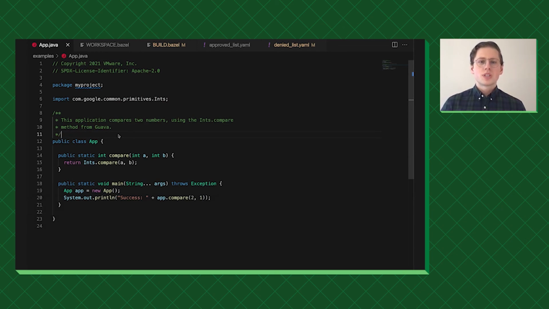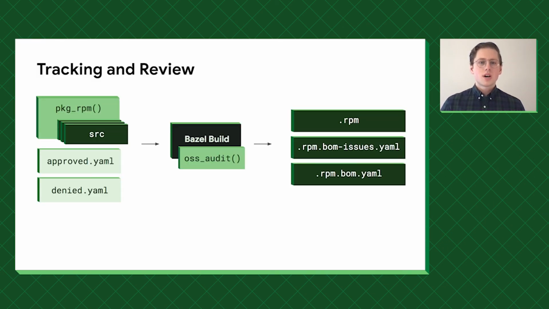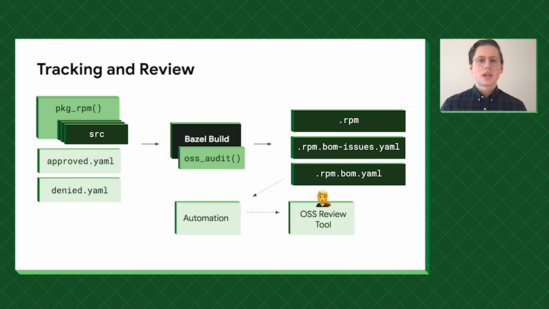Let me show you a few examples of how we use OSS audit at VMware. The OSS audit outputs can be inputs to other processes for legal and security approval. At VMware, automation uses the BOM to file OSS review tickets for newly added packages, so people in the legal and security teams can review the packages asynchronously.